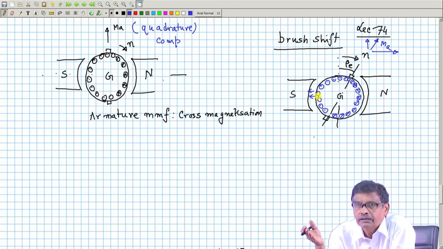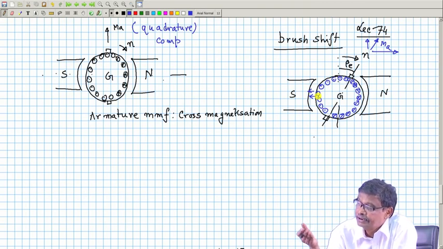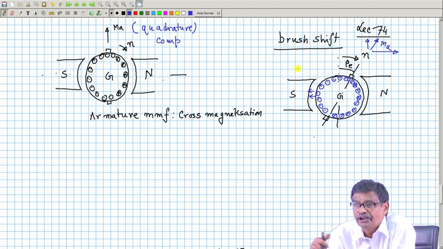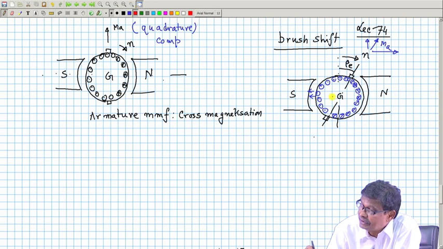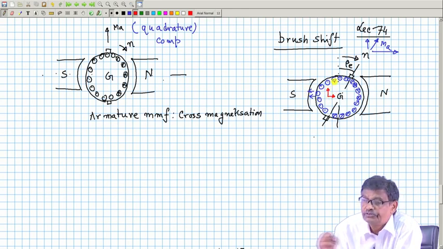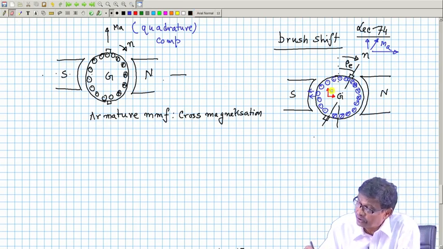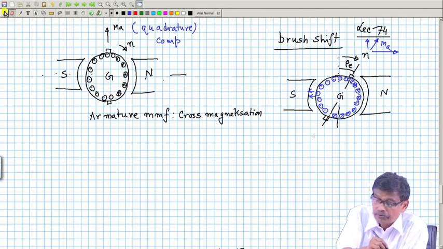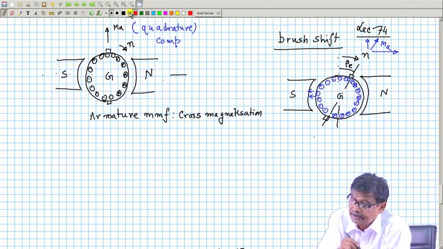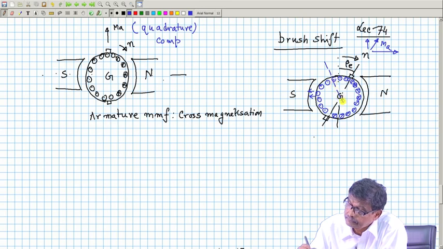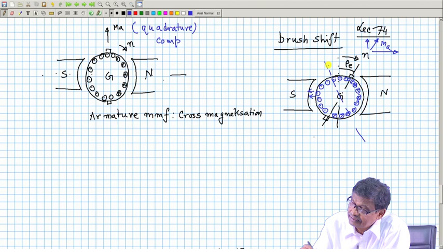The moment you shift the brush to have better commutation, there will be some component of armature MMF acting in the opposite direction of the field flux, because the armature MMF flux will be like this, directly opposing these lines of force, and there will be a quadrature component. These two components will be there. Now, how to estimate how much is demagnetization and how much is cross magnetization? You draw another line here, such that this is also beta E, the same as the electrical beta here.